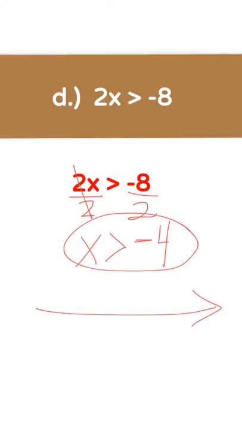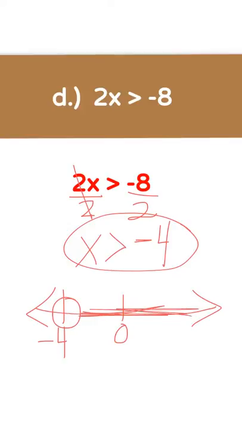Now you draw your number line, your 0, the -4. Put your circle at the -4, and because it is only greater than, it stays open and the direction is to the right. You will have an open circle at -4 with an arrow going to the right.